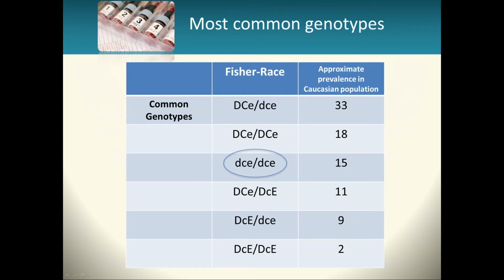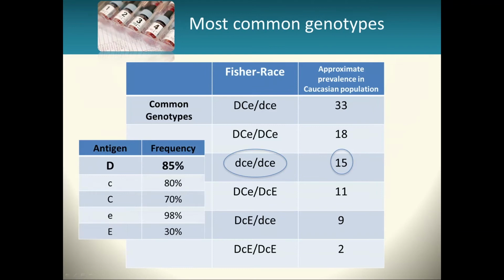Remember that in Caucasians, about 85% carry the D antigen. Therefore, about 15% are Rh negative, and 15% are also little d little c little e, little d little c little e. This means that the vast majority of any random Rh negative unit from a Caucasian blood donor will be little d little c little e, little d little c little e. And the other Rh negative combinations, as you'll see on the next slide, are rare.